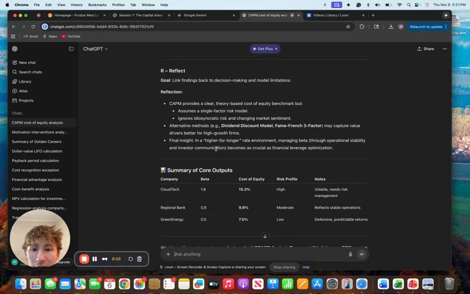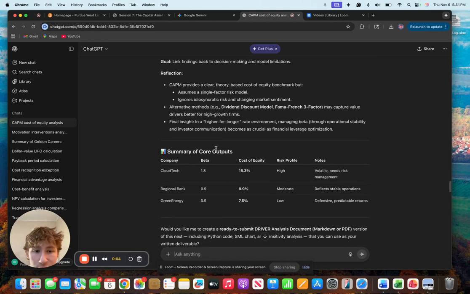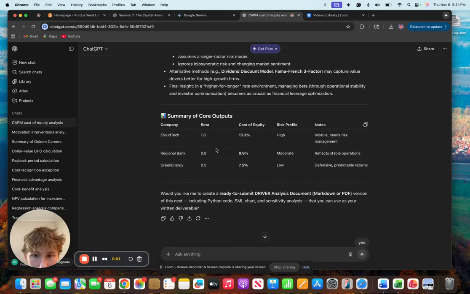For our final insight, in a higher-for-longer rate environment, managing beta through operational stability and investor communication becomes as crucial as financial leverage optimization.